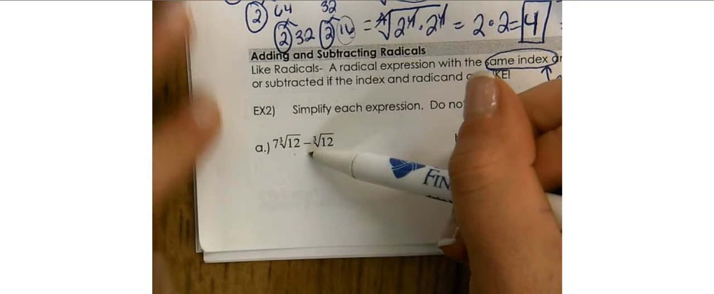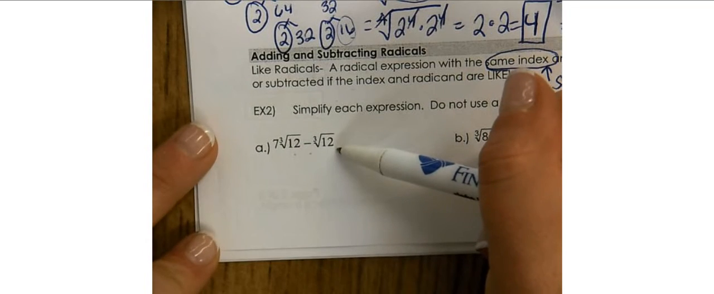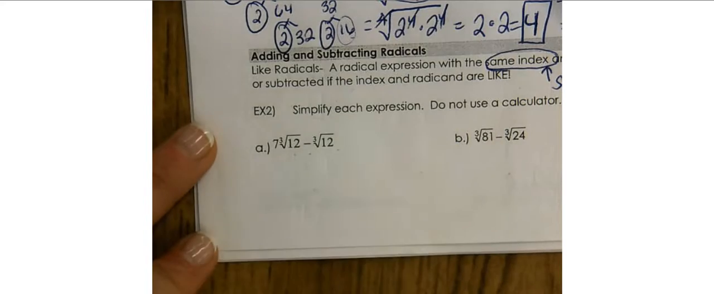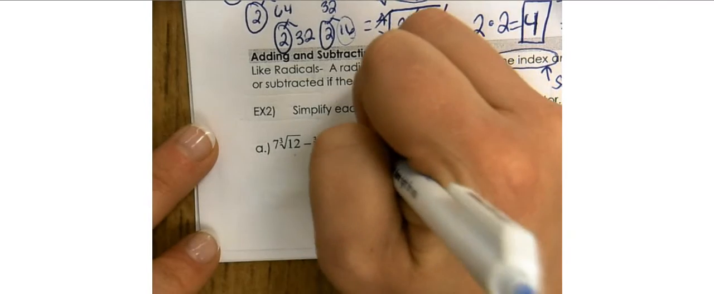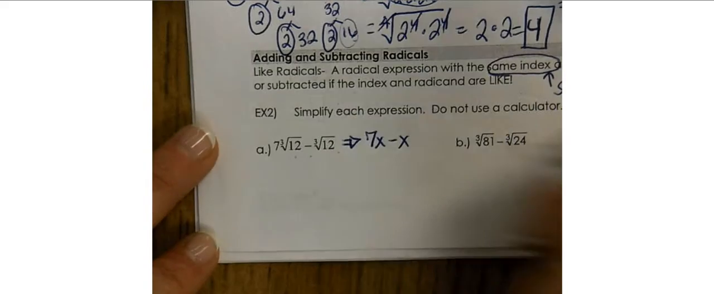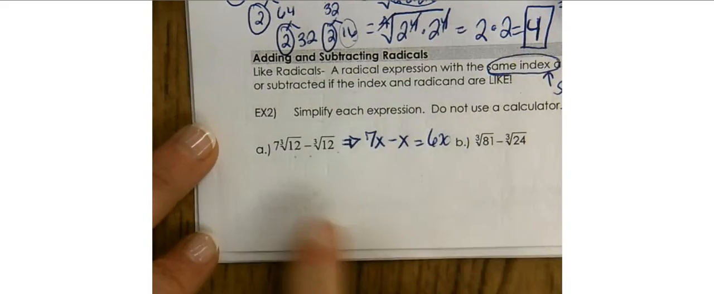For letter A, we have 7 times the cube root of 12 minus the cube root of 12. So whenever you're combining like terms, look at them as if they're variables. If we were working with variables, this would be just like 7x minus x, and that would be equal to 6x. Well, the same thing goes here.